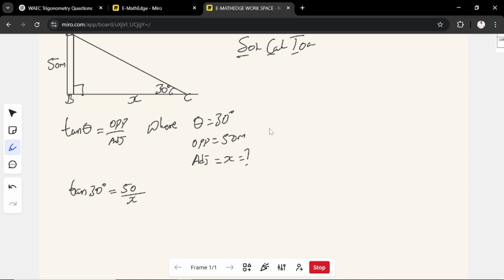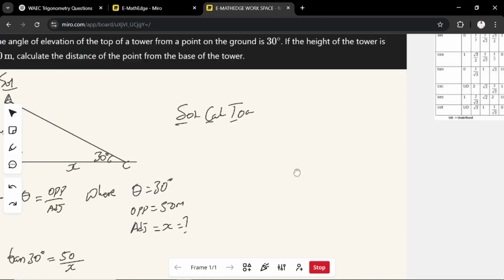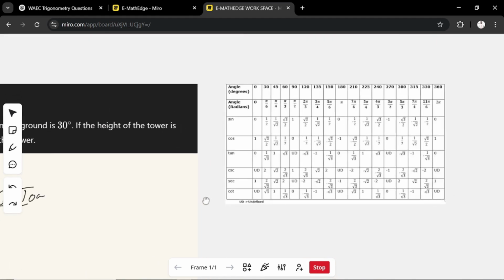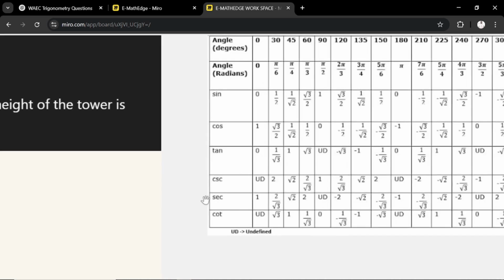So now at this point, there are two things involved. You either use your calculator to obtain the value of tan 30 degrees, or you can as well use the trigonometry table, which we have been using so far. So let's go to the trigonometry table and obtain the value for tan 30.